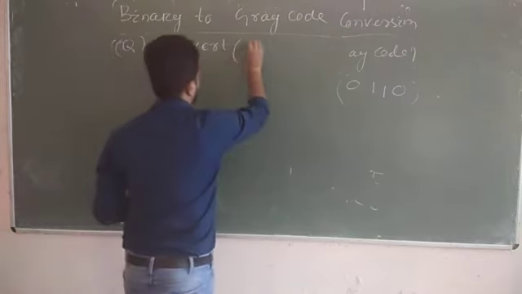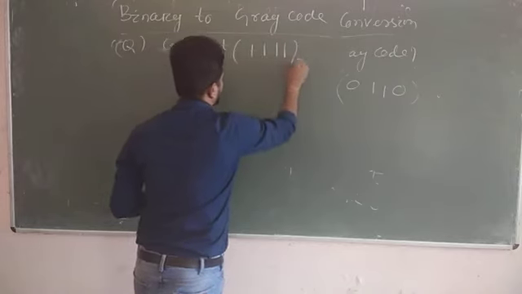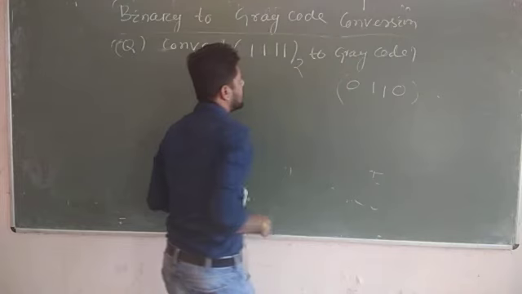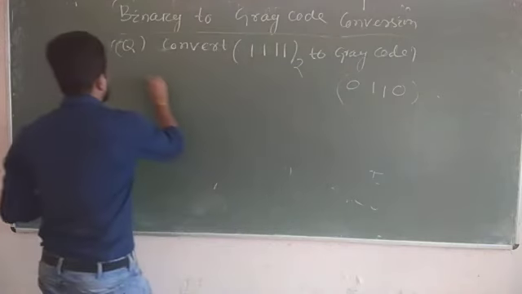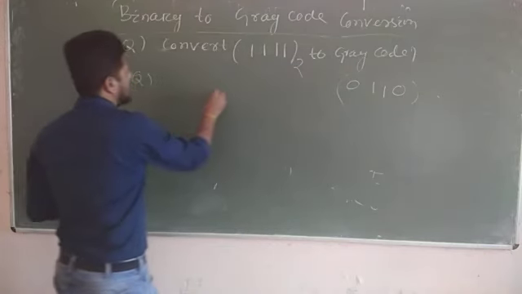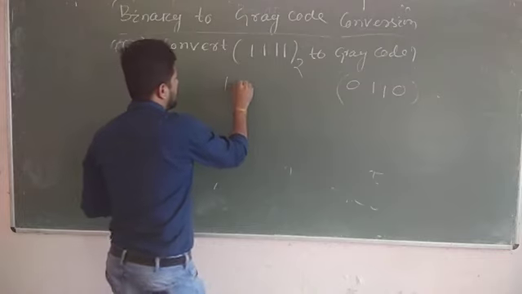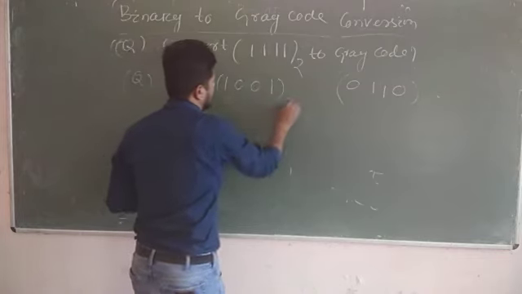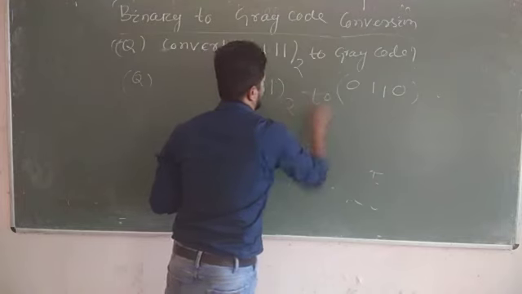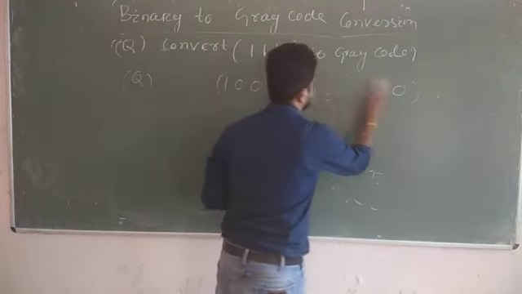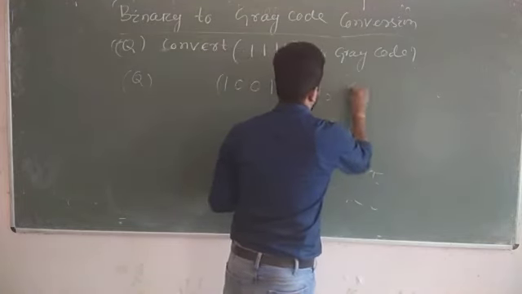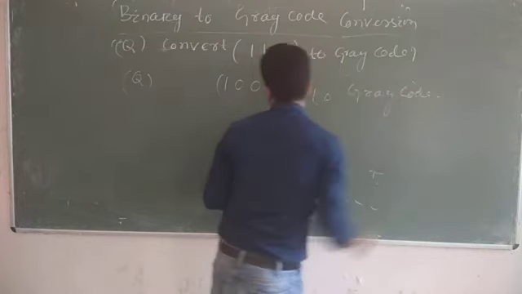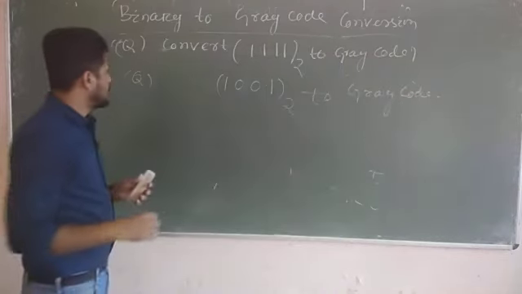Convert binary number 1111 to gray code. The next question is similarly, 1001 to gray code. One zero zero one to gray code.